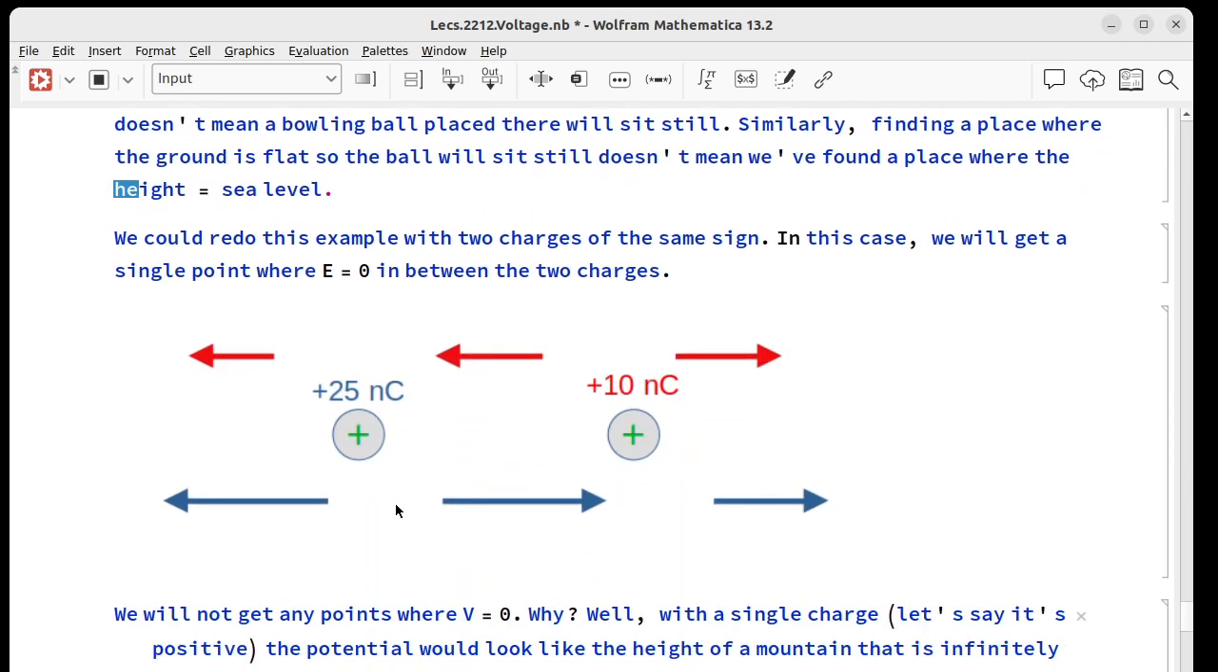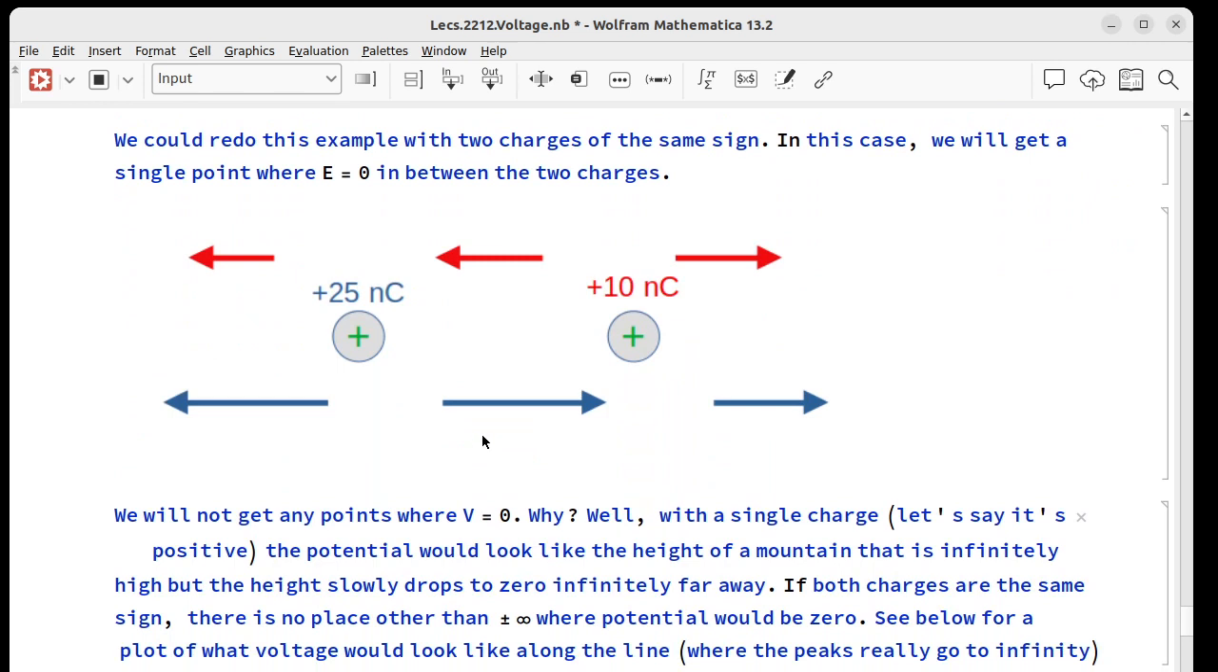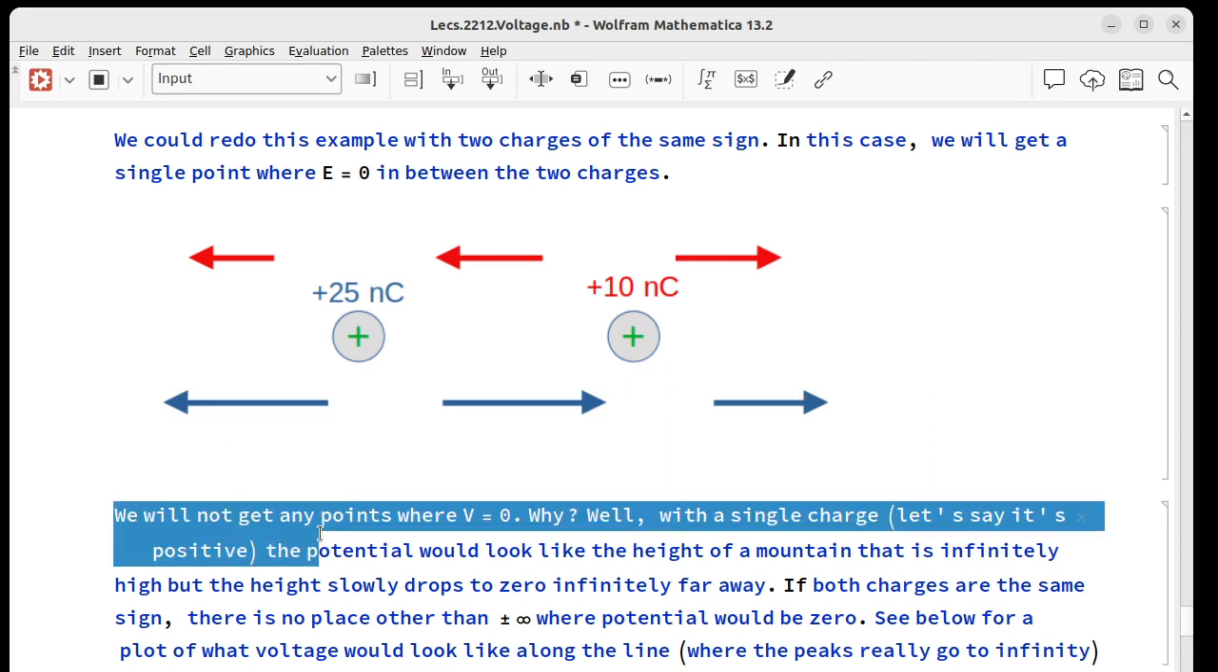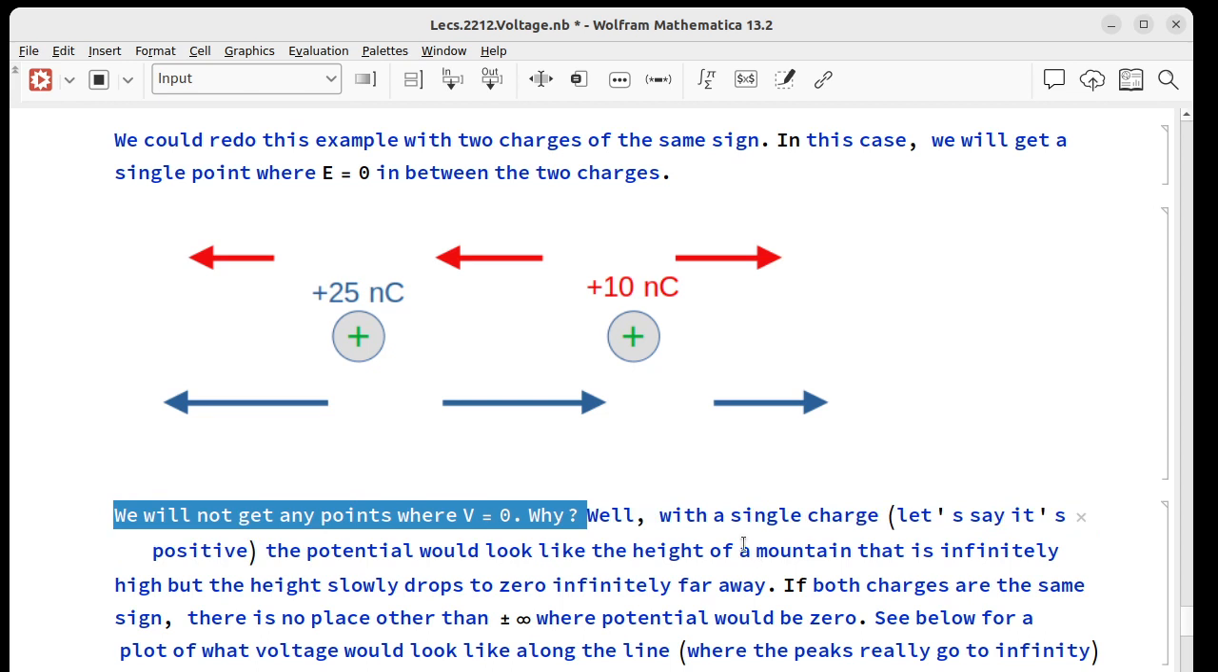What if we did this with two charges of the same sign? Here, we look at our E fields again. The blue is pointing away from the blue charge everywhere. The red is pointing away from the red charge everywhere. We certainly can't get an E equals 0 on this side because they're both pointing to the right. Can't get one over here because they're both pointing to the left. The only place E can be 0 is in between them, and we'd go through the same procedure to solve it. Here, we won't see any place where potential equals 0.